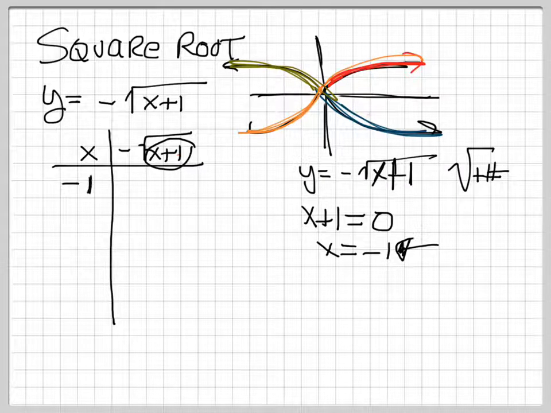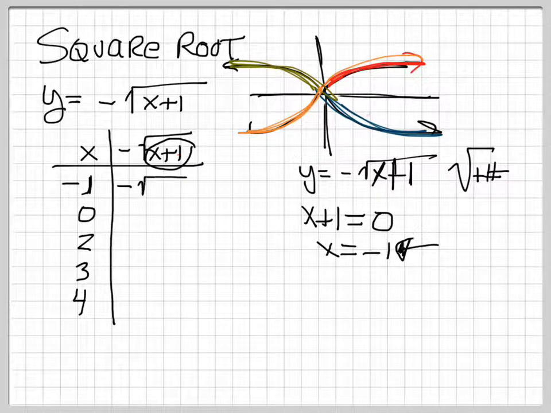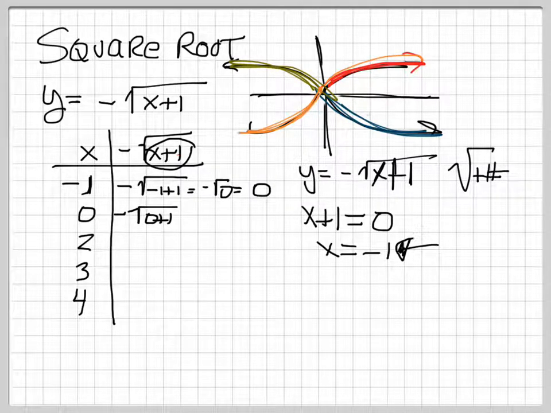So I'm going to start my table at negative 1, and then I'm going to go up from there and plug a few points in. So my y value is going to be negative the square root of negative 1 plus 1, negative square root 0, which is just 0 because 0 doesn't have a sign. Then I'm going to go the negative of 0 plus 1. So I'm going to have the negative of the square root of 1. Well, the square root of 1 is 1, but I have this negative sign out in front, so that would be negative 1. I'm now going to plug in 2.